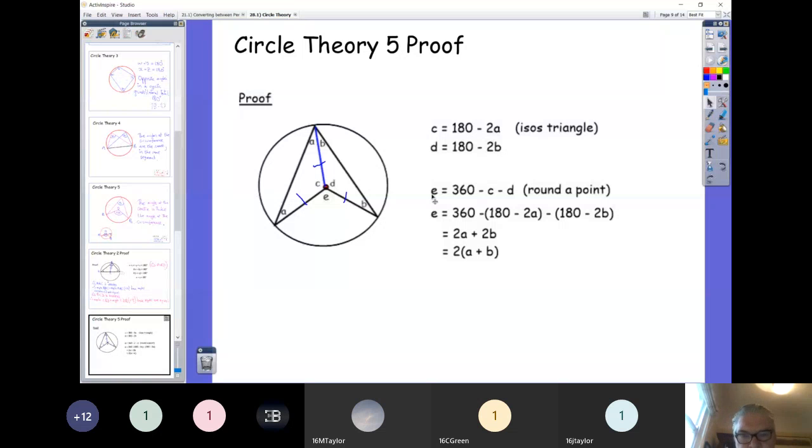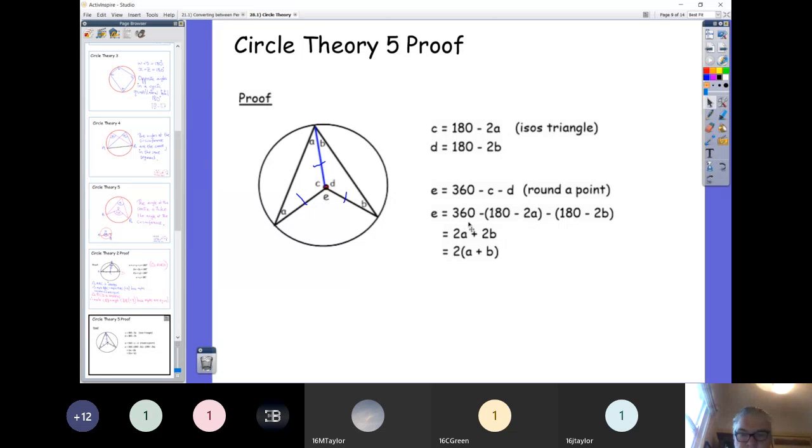So E equals 360, take away C, take away D. But we've just worked out that C is 180 take away 2A. So we're minusing C, we're minusing 180 minus 2A. And when we're minusing D, we're minusing 180 minus 2B. So we've got 360 minus C minus D.